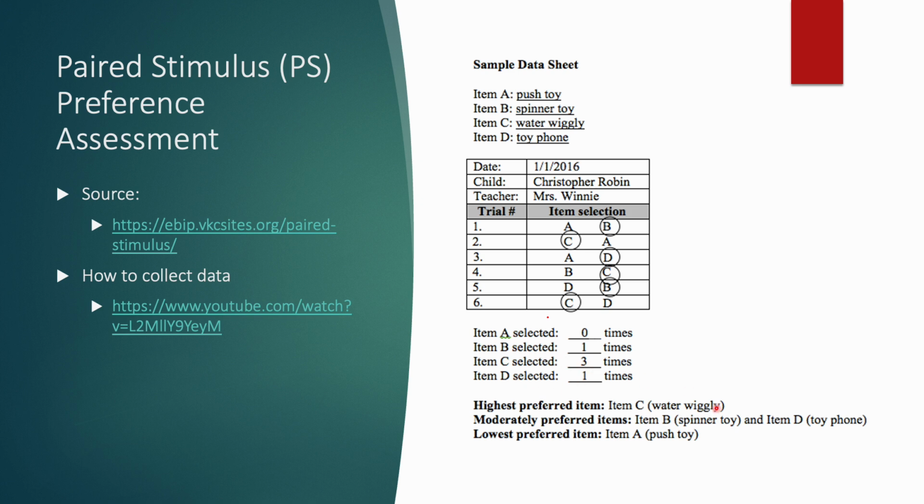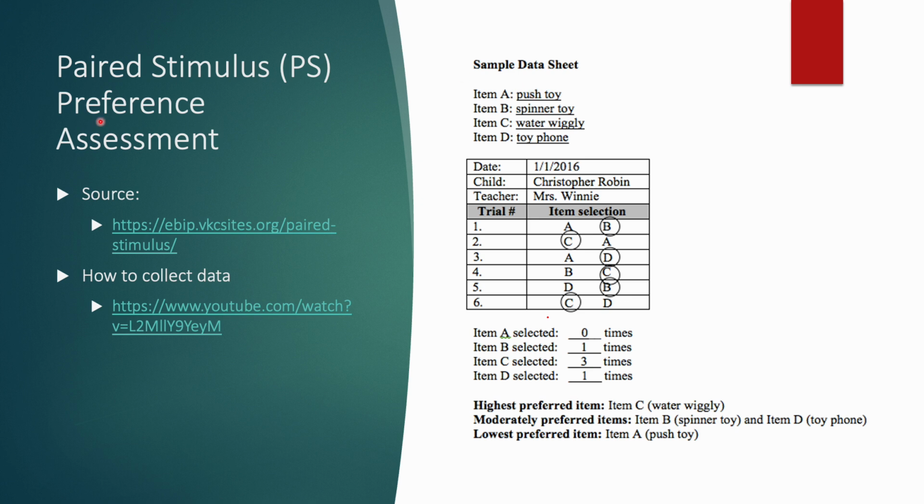This tells me that the highly preferred item here is item C, which is the water wiggly. The moderately preferred items were item B and D, which are the spinner toy and the toy phone. And then the low preference item is item A, which happens to be the push toy. Okay, so this is how you would analyze the results.